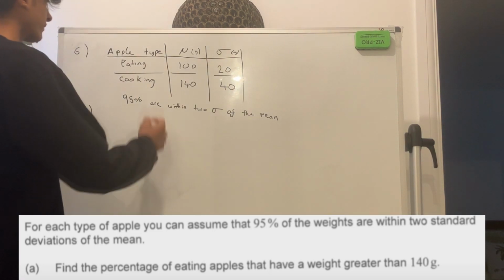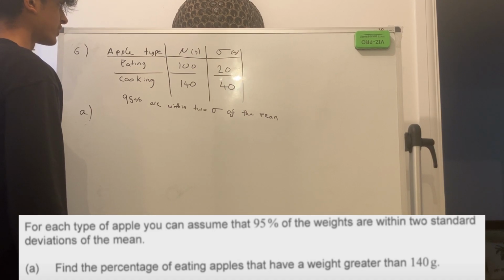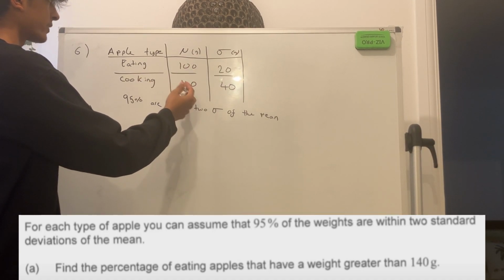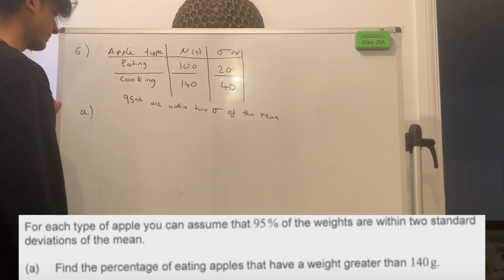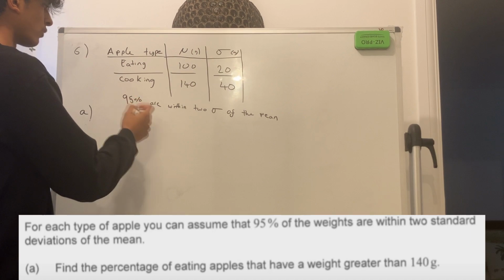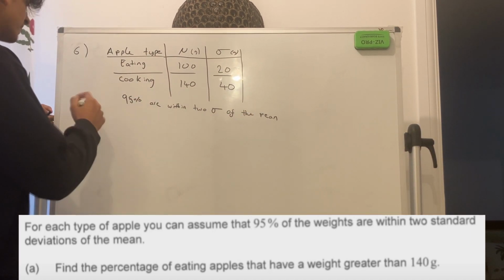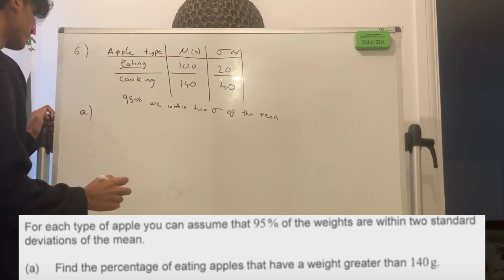So in question 6, we're given two different types of apples, one eating, one cooking. They can both be modeled as normal distributions. The eating apple has a mean of 100 grams, cooking has 140, with a standard deviation of 20 for the eating and 40 for the cooking. We're also given that 95% of the weights are within 2 standard deviations of the mean. And we're asked to find the percentage of eating apples that weigh more than 140 grams.